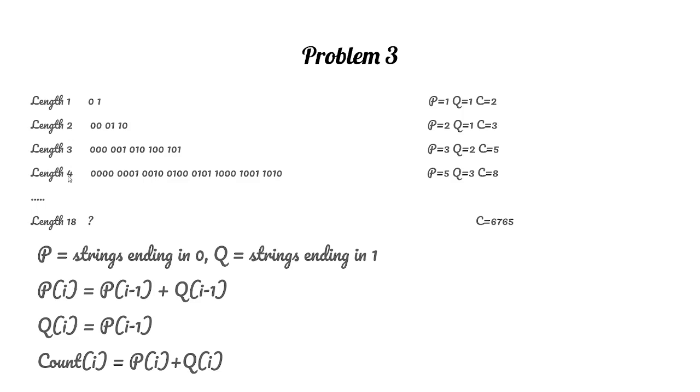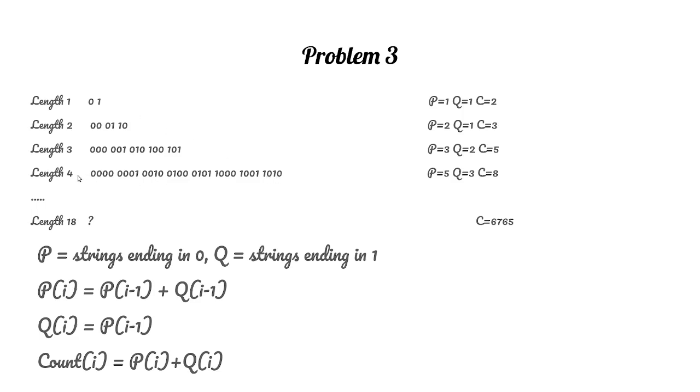And we can follow the same for length 4. Let's see. For the first string, which is 0, 0, 0, we can append both 0 and 1. That results in the first two strings. Then for the next string, 0, 0, 1, we can append only 0. So we get the third string. For string 3, we have 0, 1, 0. Again, we can append both 0 and 1. So we get 0, 1, 0, 0 and 0, 1, 0, 1. And for the fourth string, 1, 0, 0, we can append 0 and 1 both, resulting in these two strings. And for the last one, we can append only 0, resulting in the last string.